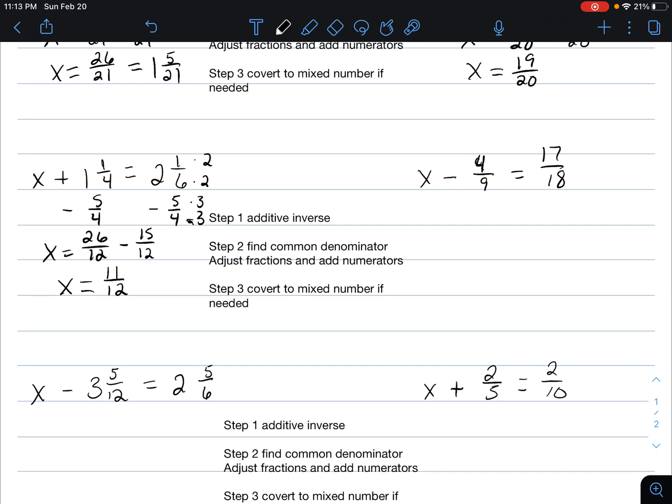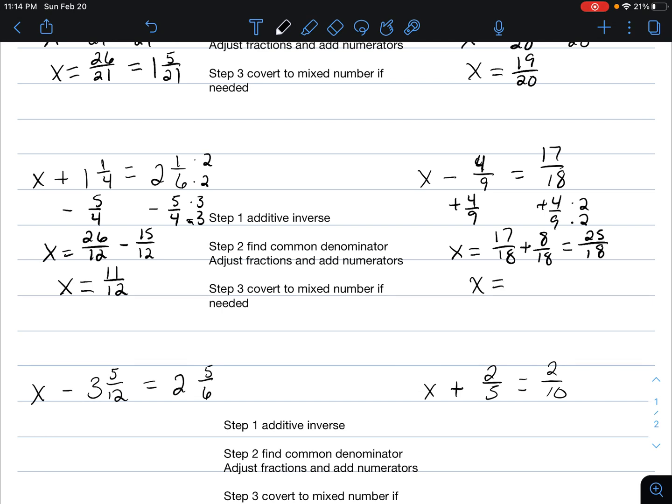All right, next one, so same thing, additive inverse. So if it's a minus 4/9, we're going to add 4/9. Right here, the common denominator is 18, so we only have to adjust one fraction. So this becomes x is equal to 17/18. 2 times 4 is 8. We're not timesing, we're adding. 18, so we have a common denominator, we can add the numerators. 17 plus 8 is going to be 25, and denominator stays the same.